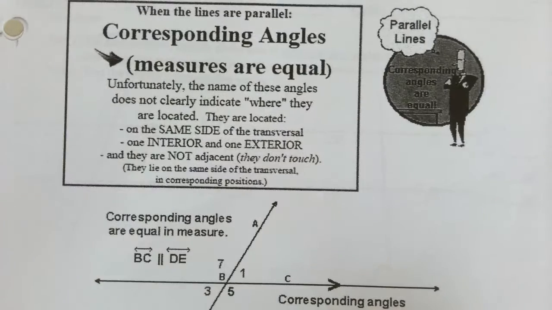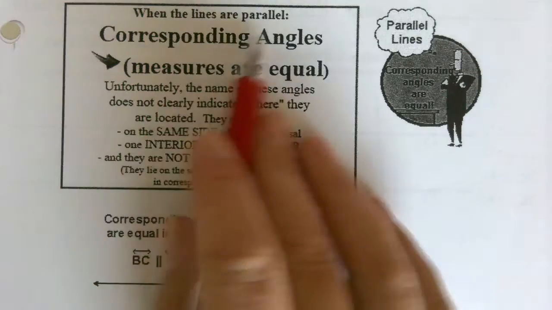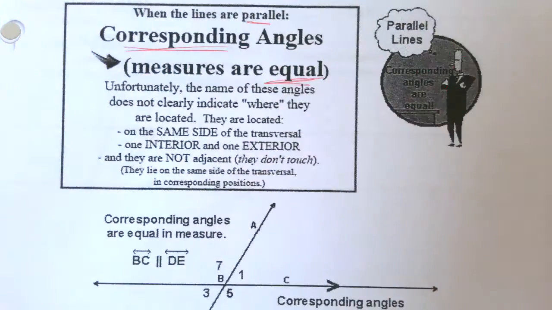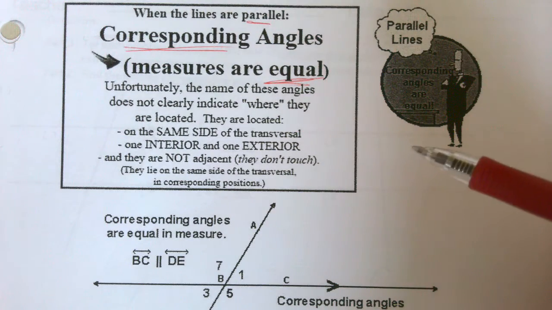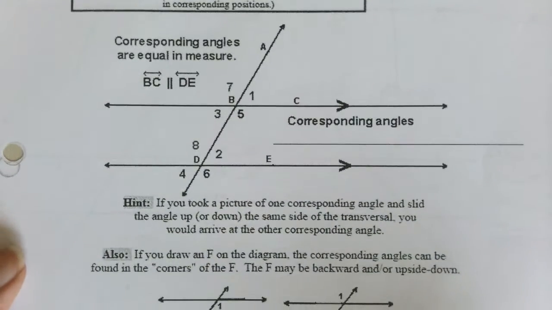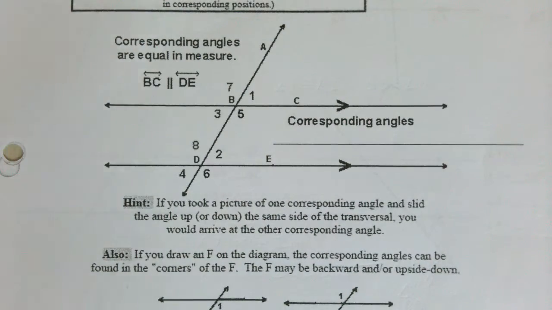Last big one, corresponding angles. All right, when something corresponds, it lines up with, it's the same as. So when the lines are parallel, we have something called corresponding angles, and they're also equal. They do not clearly indicate where they're located. Some are on the same side, some aren't. So let's just talk about this. There's a lot of corresponding angles. Again, I have to have parallel lines. If the lines aren't parallel, then the angles aren't the same.